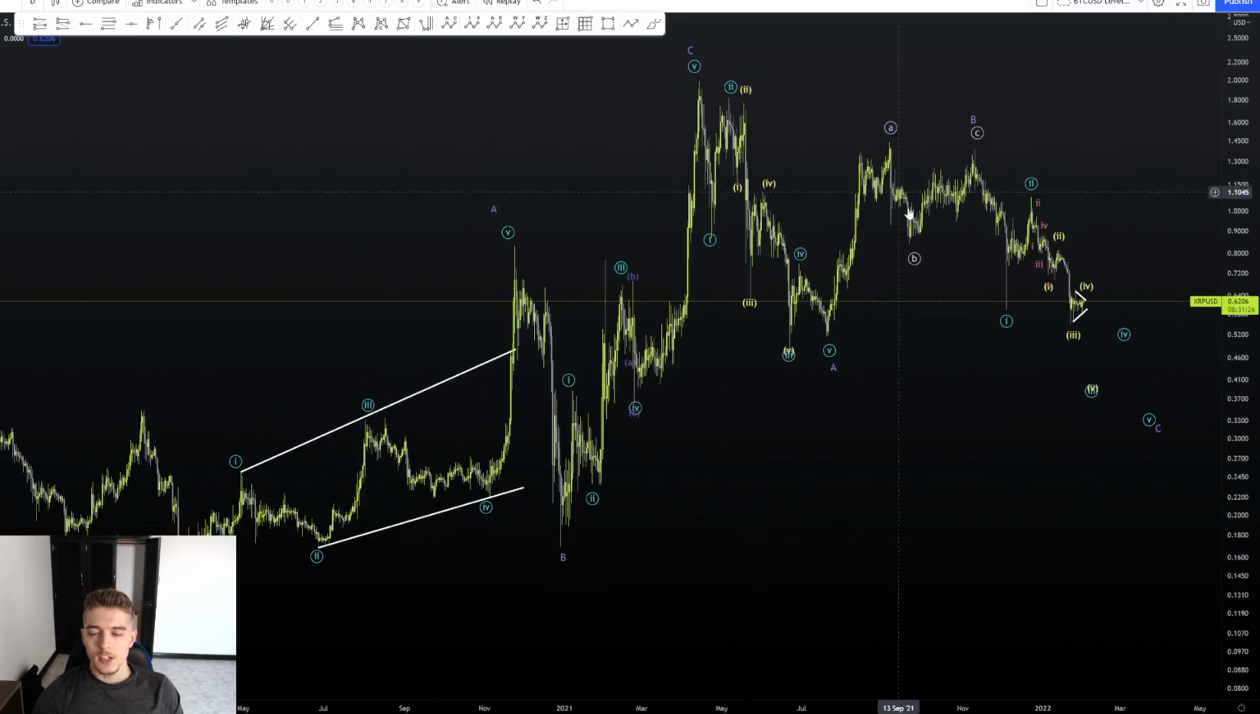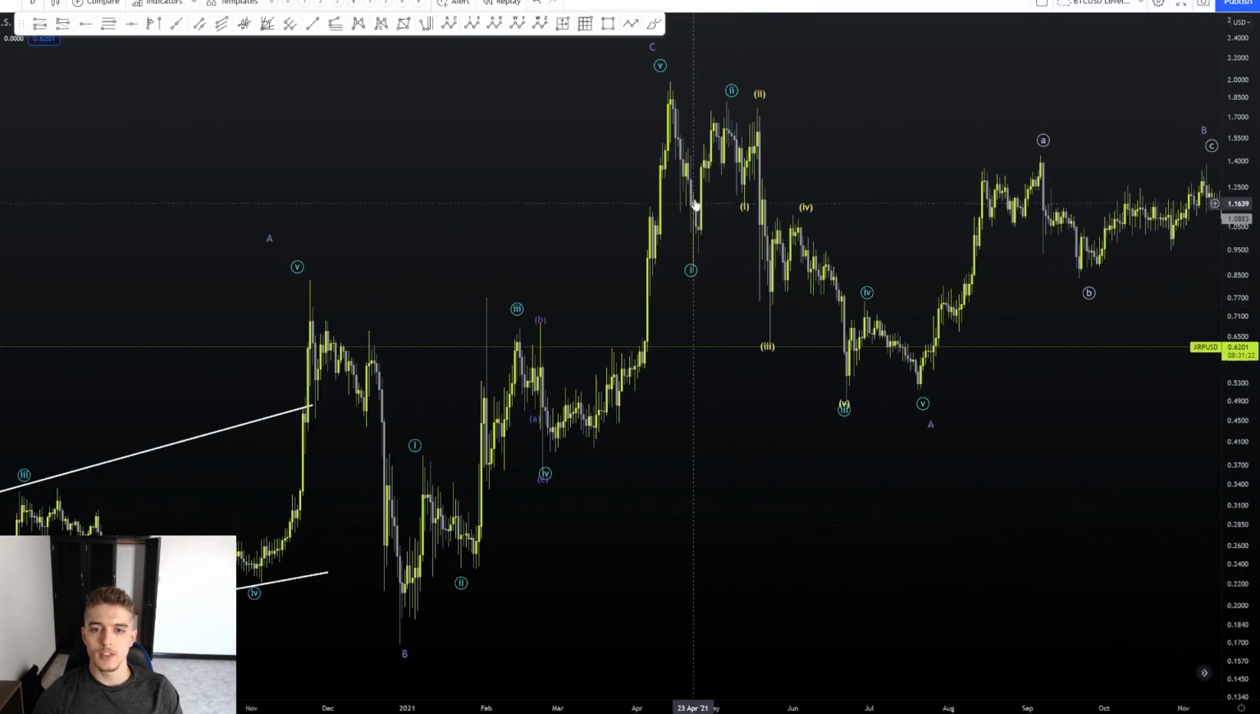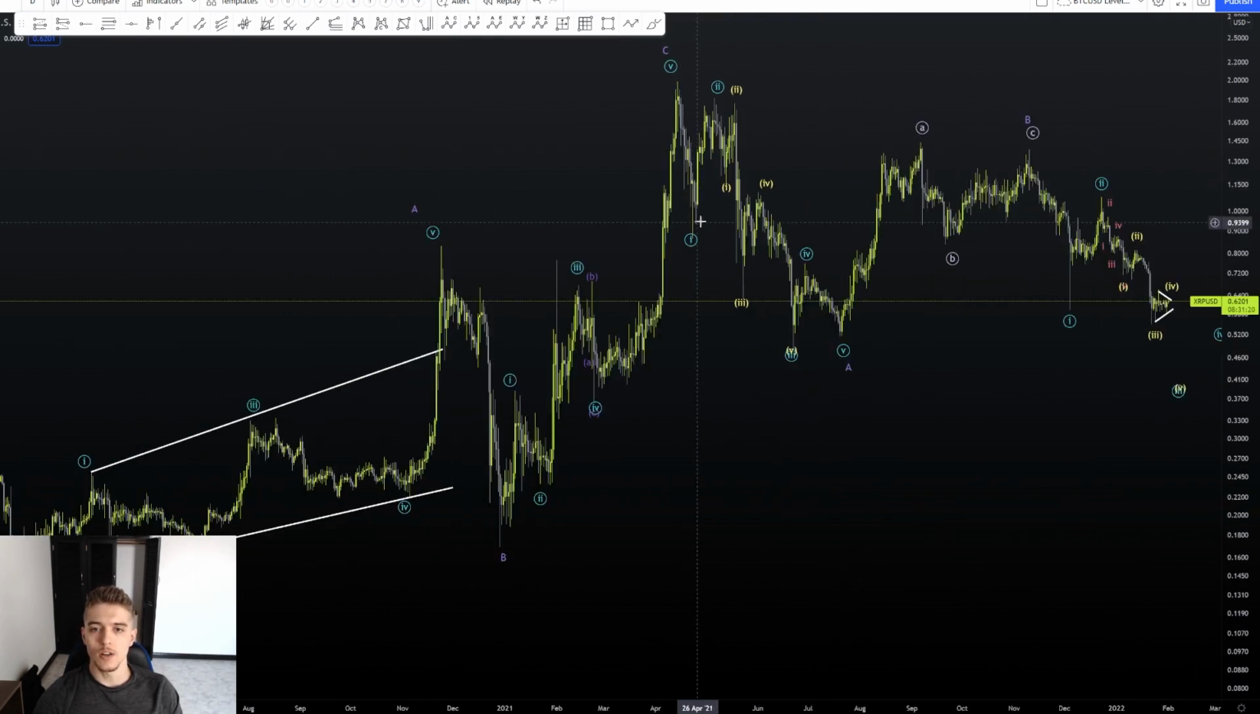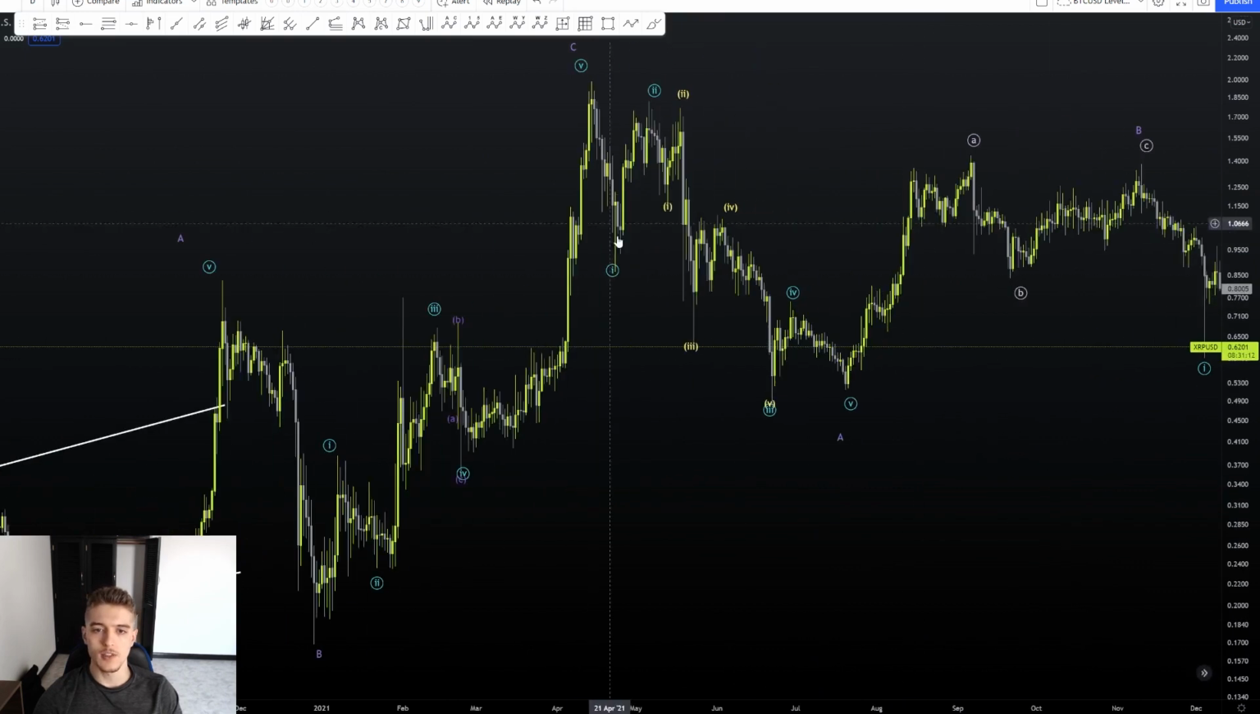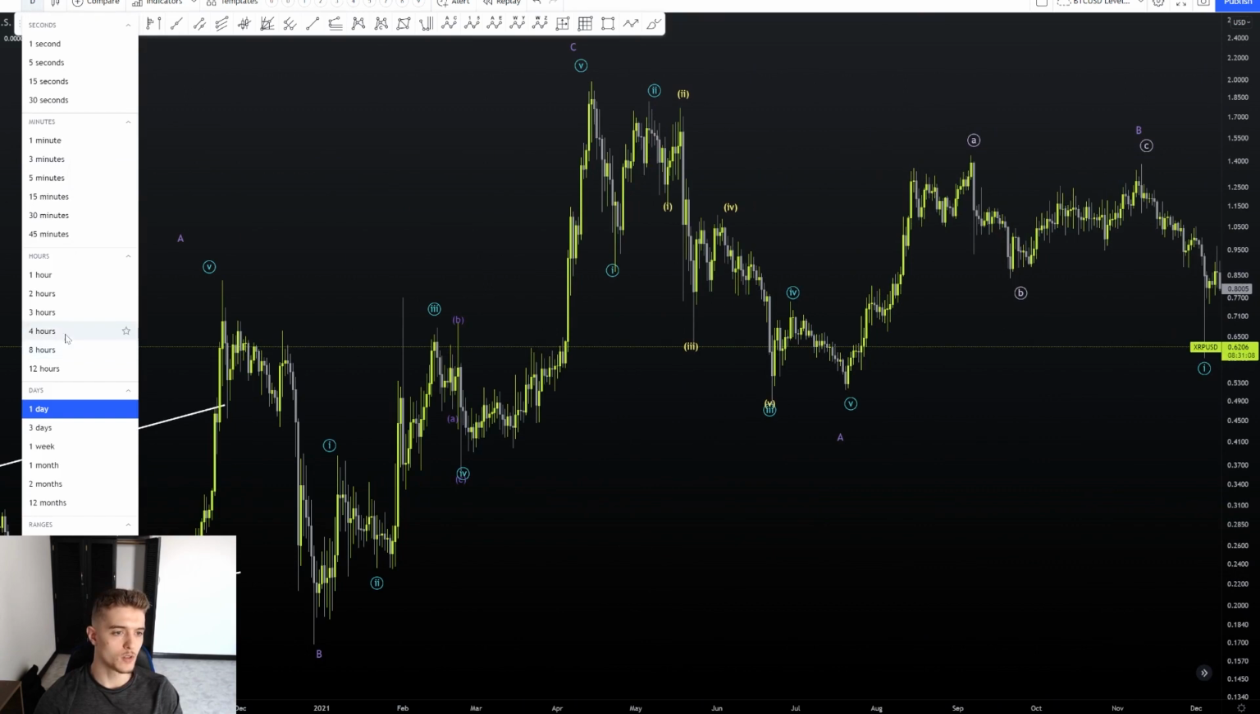And now in this section right here, we have a few options. One of the options we have to consider is that this is all an impulse wave down here for this A wave, which in this case would be a 5 wave down, a 3 wave up, another 5 wave down for a zigzag. So that would give us a 1, 2. We could actually zoom in to give you guys a better view.